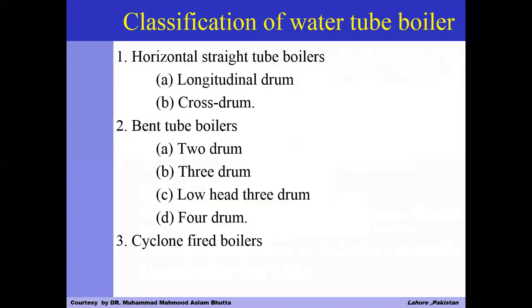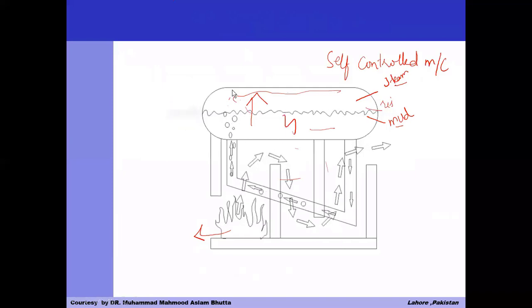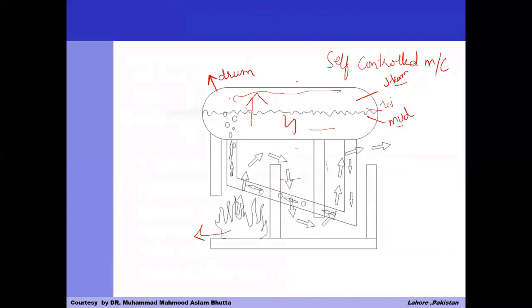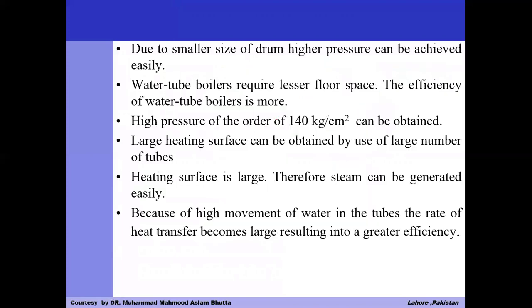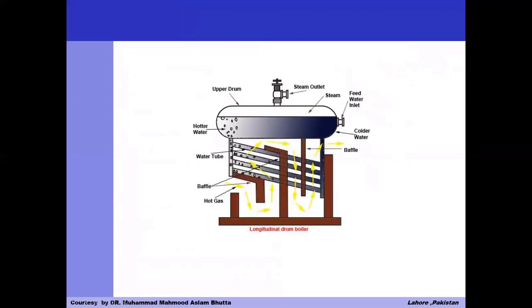Next we will move toward the classification of the water tube boiler. They can be classified as the longitudinal drum and the cross drum. So this is the drum of the water tube boiler. The first classification is based on the type of the drum. In this figure you can see the longitudinal drum. It can be a vertical drum or a longitudinal drum. The horizontal or longitudinal drum is also called the Babcock-Wilcox water tube boiler. So this is the example of the longitudinal drum boiler.